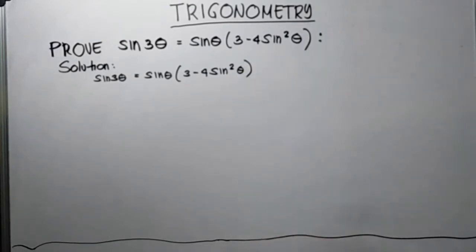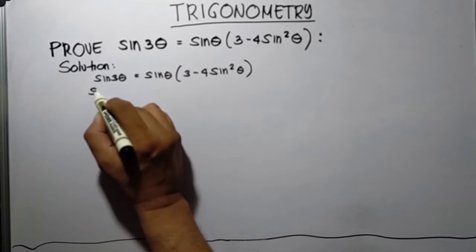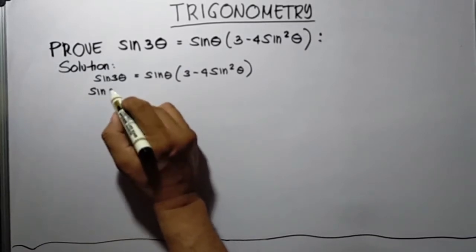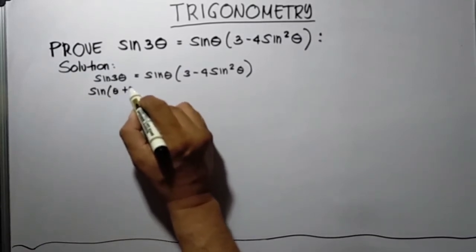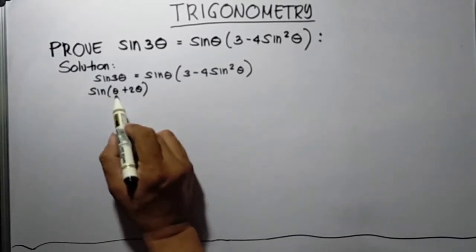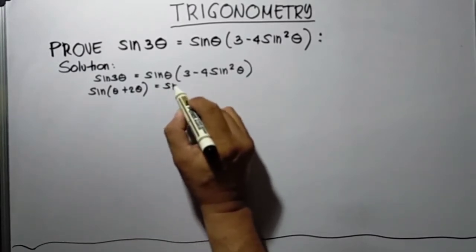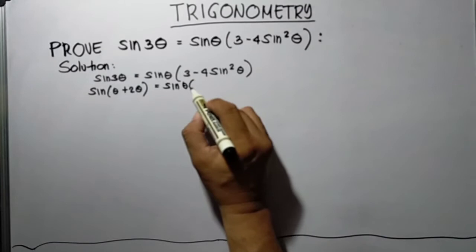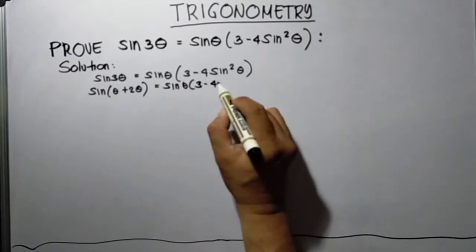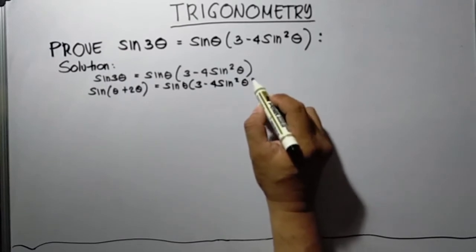Okay? So this sine 3 theta can also be expressed as sine of theta plus 2 theta. Okay, so 3 theta is equal to theta plus 2 theta. So equals sine theta (3 minus 4 sine squared theta).